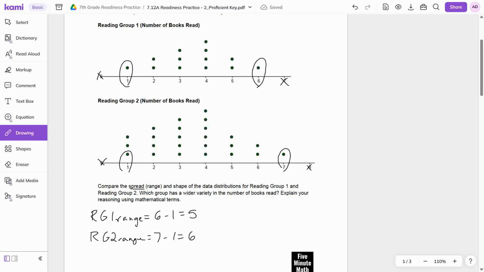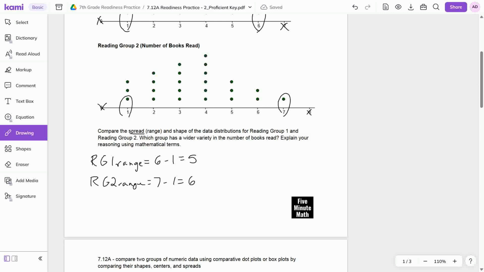So we can say that reading group 2 probably has a wider variety of books because they have a larger range.